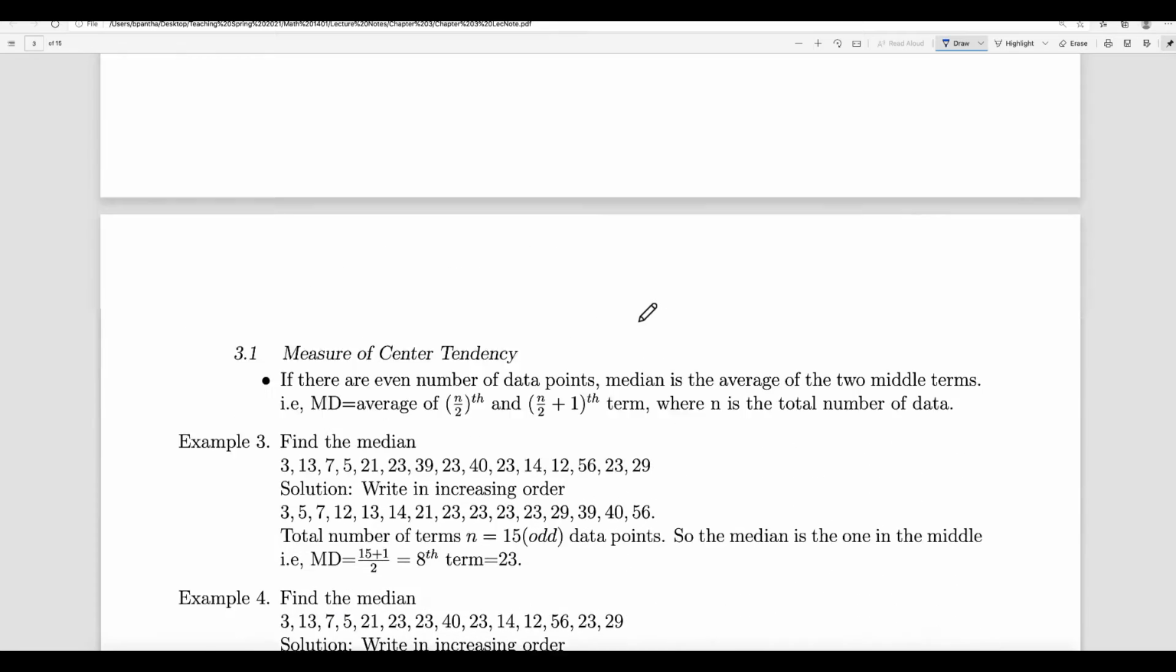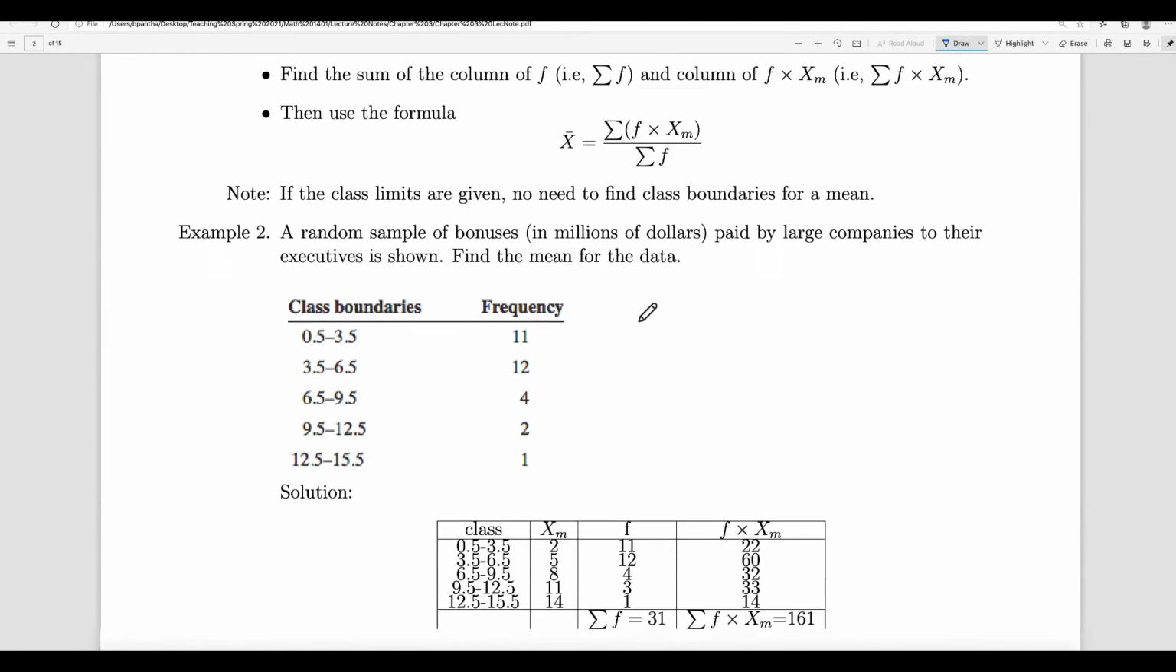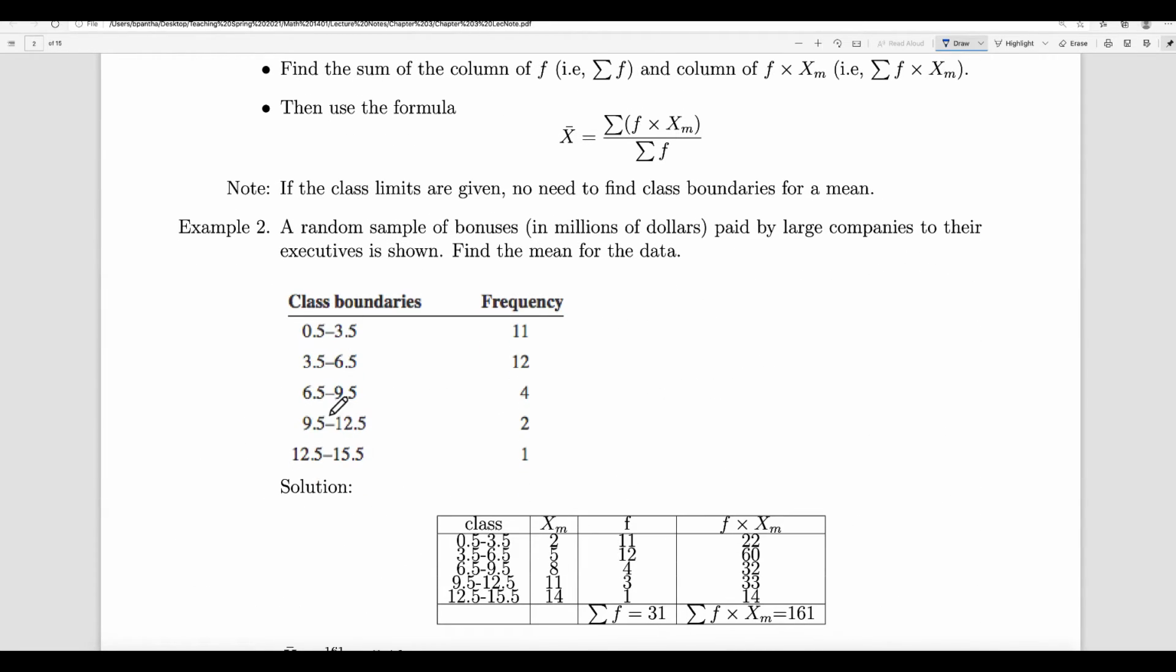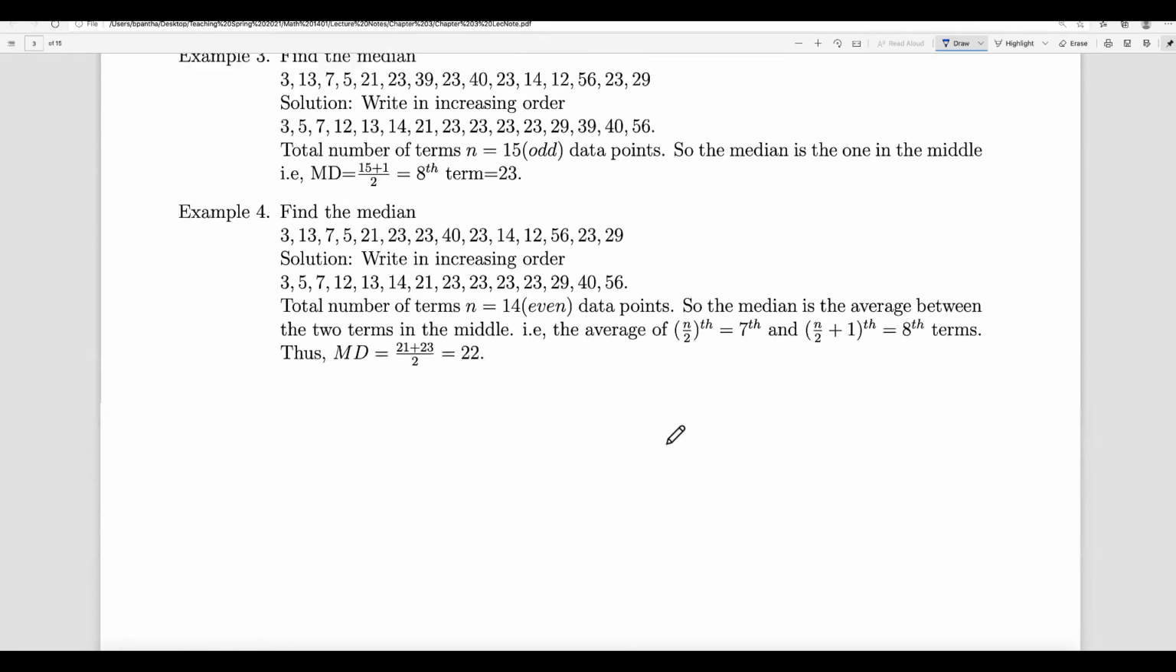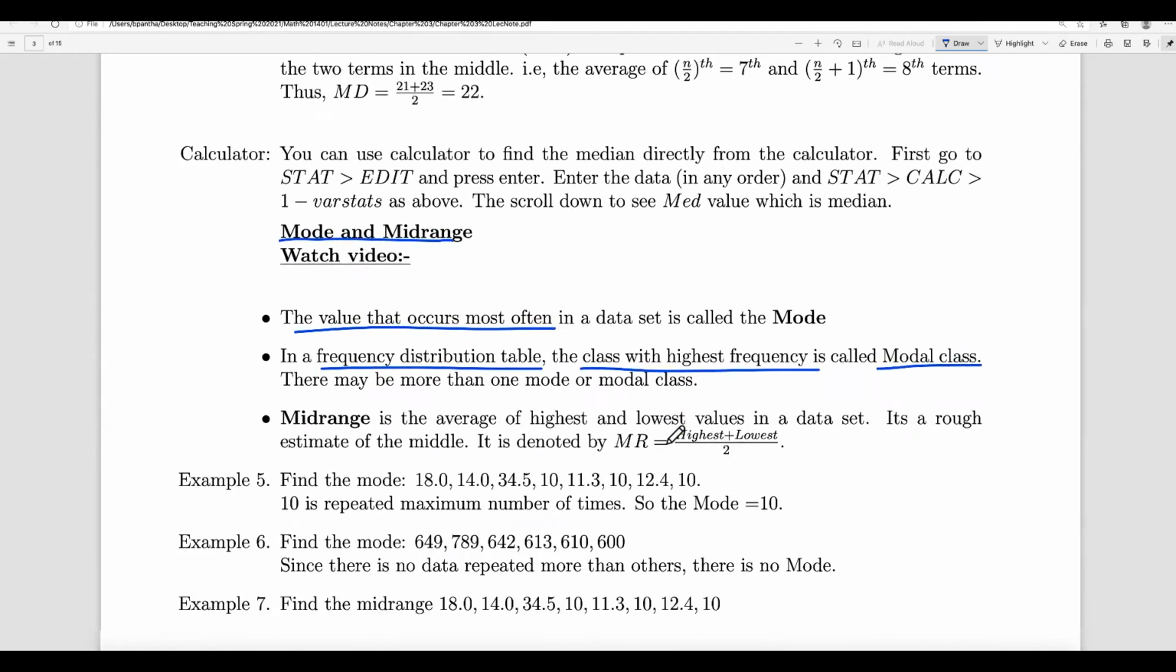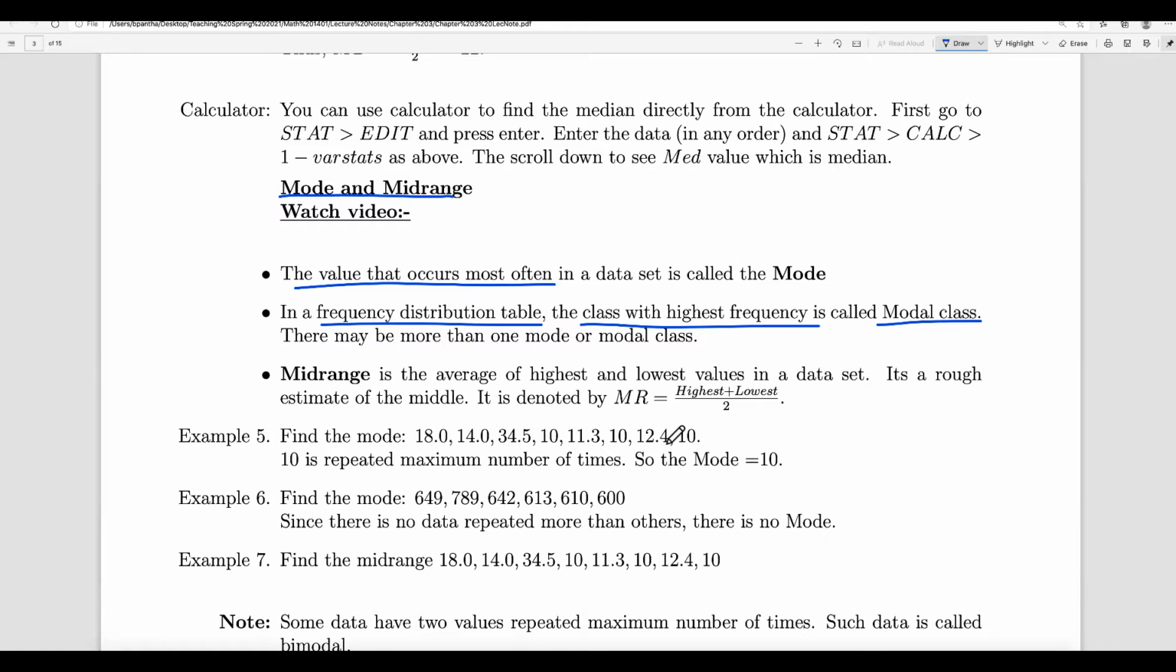For example, if you look at this data, the data is grouped data. Which class has the highest frequency? This class has the highest frequency, because the frequency is 12 here. So this is the modal class. In the case of raw data, you look at the value which is repeated most, and in the case of grouped data, the modal class is the class that has the highest frequency.